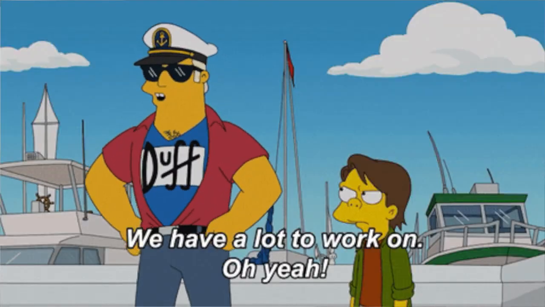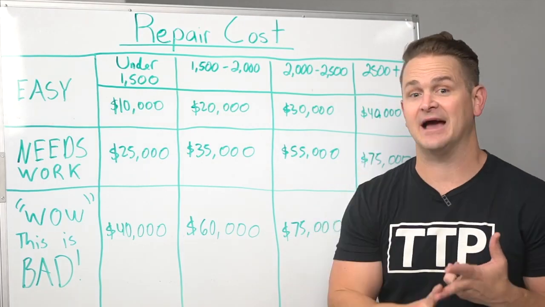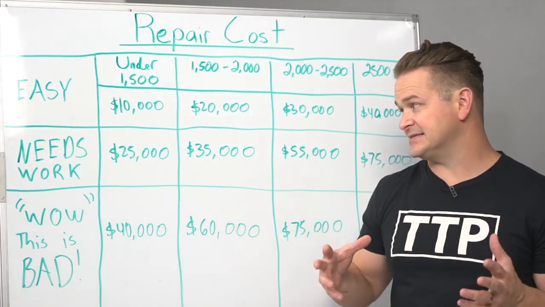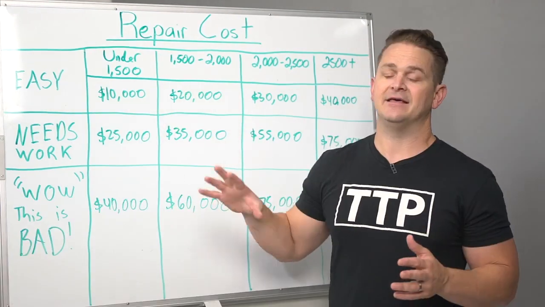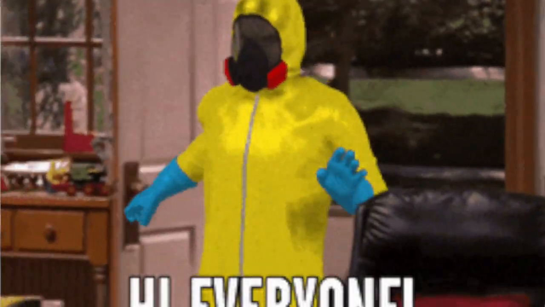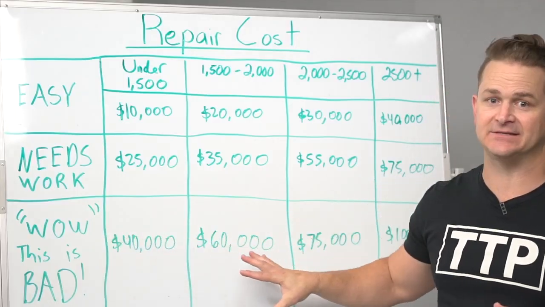This needs some work. This needs a new kitchen. This needs a new bathroom. This needs new countertops. This needs work. That's kind of this middle section here. And then the one that it's like, wow, this is bad. This is really bad. That's at our bottom here.